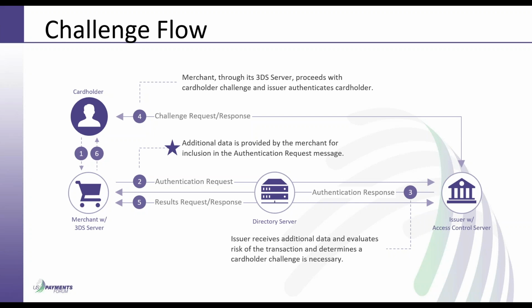So onto the flow. Like the frictionless example shown on the previous slide, the cardholder will check out in step 1, and the merchant's 3DS server again will include as much meaningful data as possible and will send on an authentication request in step 2. This time, however, in step 3, the issuer determines that a cardholder challenge is necessary. So in step 4, through its 3DS server, the merchant will send a challenge request message, basically telling the issuer to proceed with the cardholder challenge.